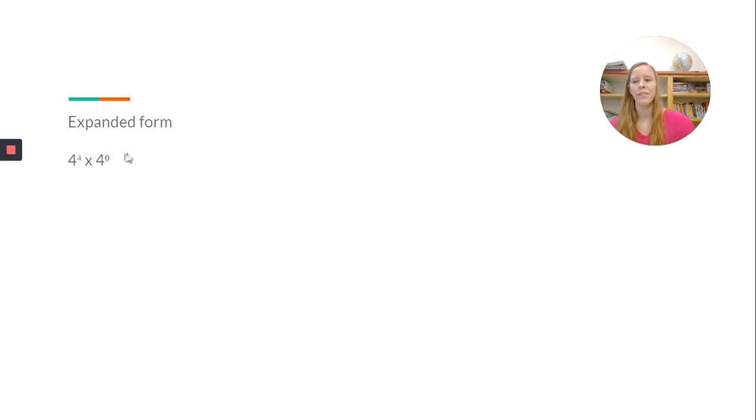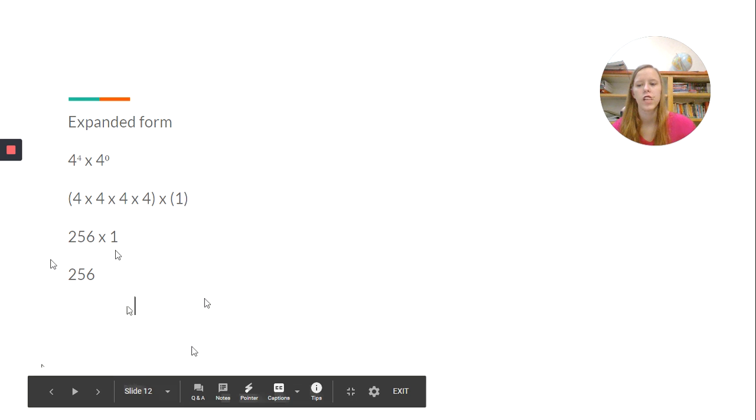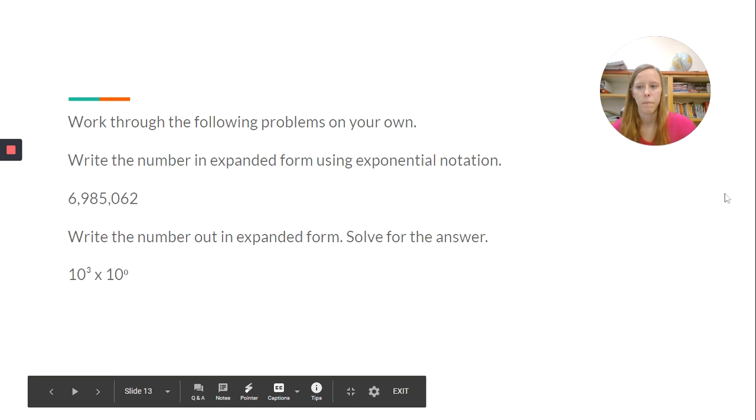Okay, what about this one? We can write this out in expanded form, which would look like what? Well, we know that 4 times to the 0 power is just 1. And then we have 4 times itself 4 times. So what does it look like? 4 times 4 times 4 times 4, and then times 1. Can we solve that? Of course we can. 4 times 4 is 16, times 4 is 64, times 4 is 256, times that 1 just for sake of showing it. So we get 256.